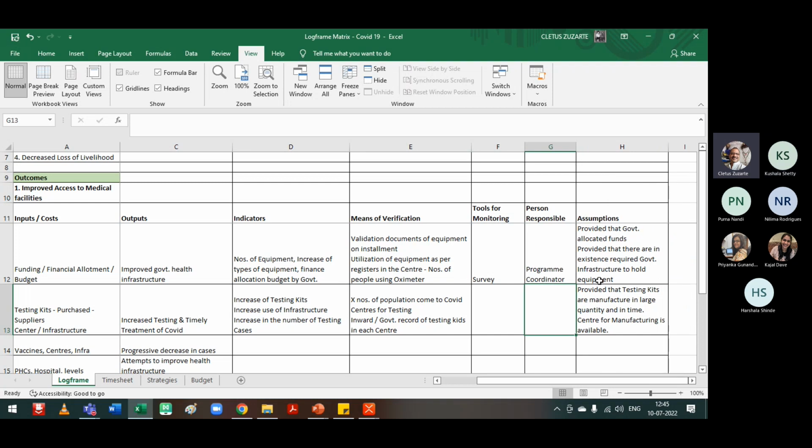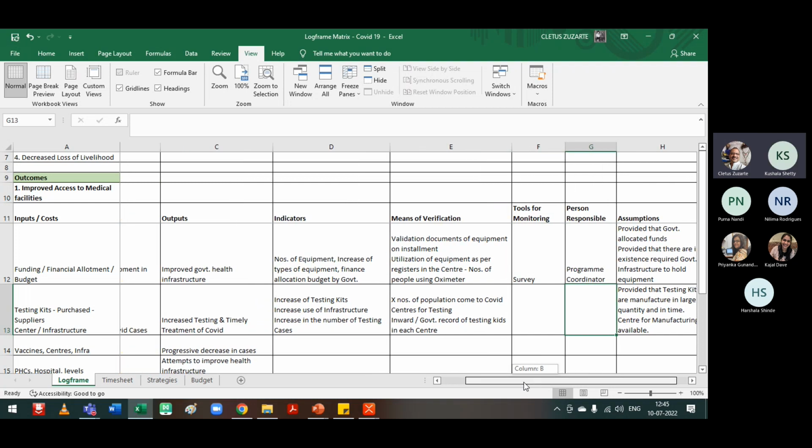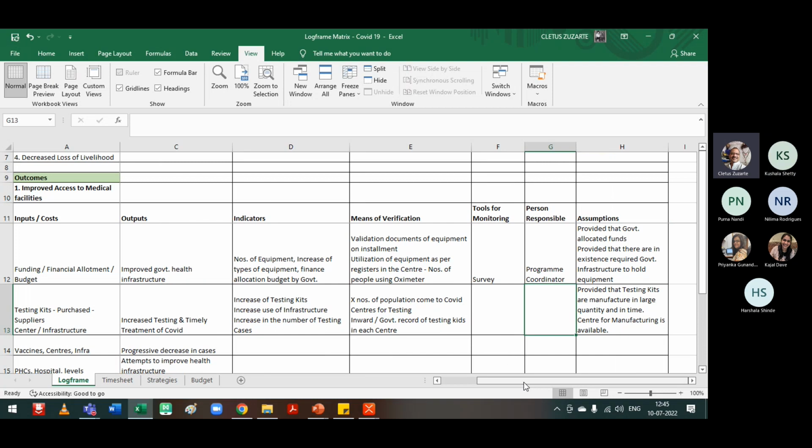try to work out in such a way that he or she would be visiting the field, say maybe once in 2 weeks or probably once in a week, depending upon the magnitude of the project. Okay, so suppose the person is responsible for making sure that the budget has been utilized in terms of the purchase of the equipment. And also if it is collecting data on the number of people, like in this case it is some kind of medical equipment, like the example given was an oximeter.